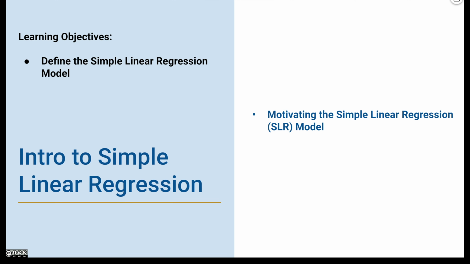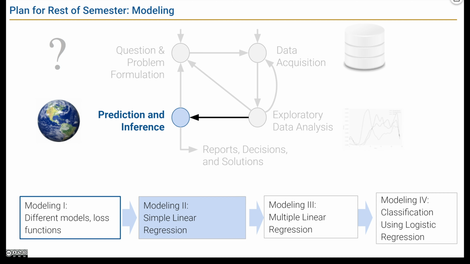Now we're going to move to a type of model that tries to describe the relationship between two variables. And in particular, in this video, we will motivate where this model comes from. This is basically the second chapter in our modeling discussion. The first chapter looked at constant models and loss functions, and now we're going to use that framework to introduce what's called simple linear regression.